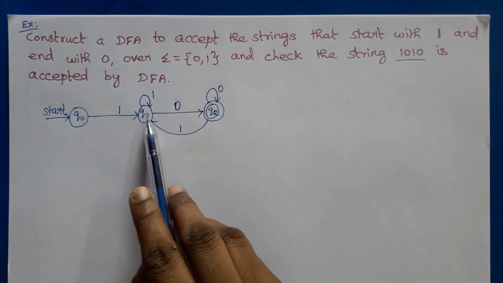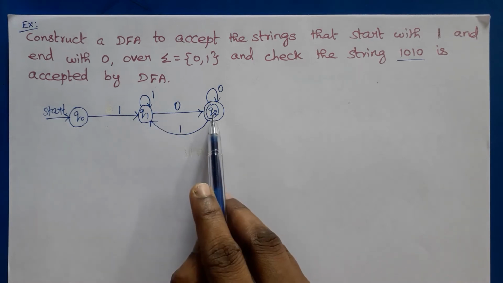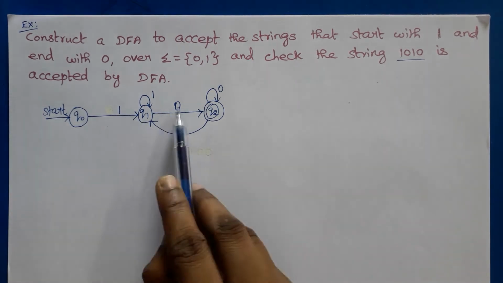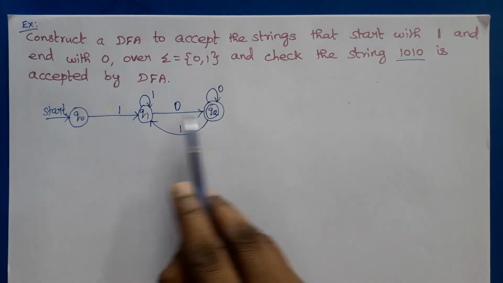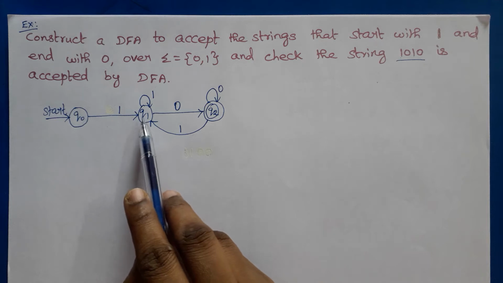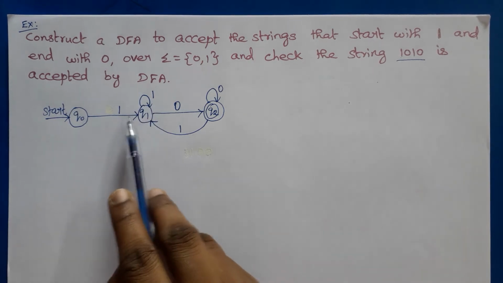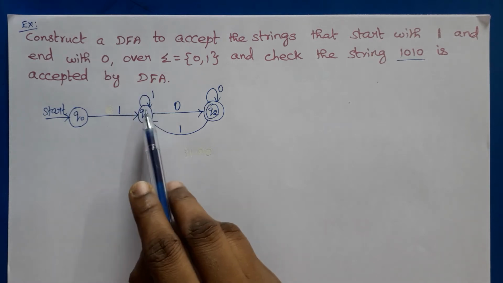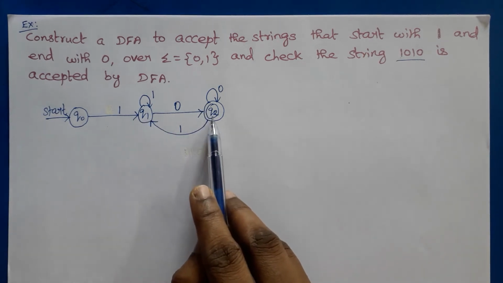Then from Q1, if 0 is the input symbol, then it should go to Q2 because the string ends with 0. 10 is also a correct input string, so it should reach the final state. Suppose in Q1, 1 is the input symbol, it should remain in the same state. That is, after reading 1, for any number of 1s, it should remain in the same state. If the input symbol is 0, it should reach the final state.